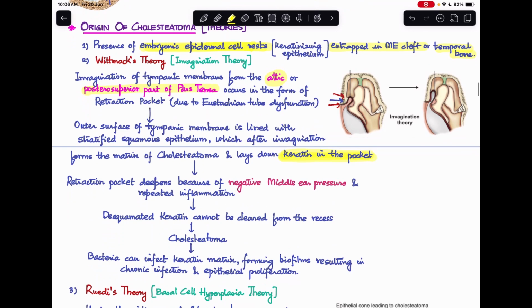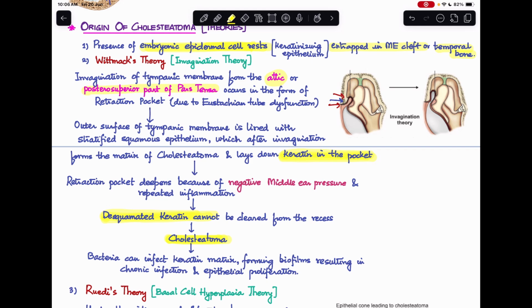Now, as the retraction pocket keeps deepening because of the persistent negative middle ear pressure and repeated inflammation, desquamated keratin cannot be cleared anymore from the recess. So, basically, this retraction pocket loses its self-cleaning capacity. And the moment it loses its self-cleaning capacity, it lays down a layer of keratin inside and leads to the formation of cholesteatoma. Now, bacteria can end up infecting the keratin matrix and form biofilms, resulting in chronic infection and epithelial proliferation.